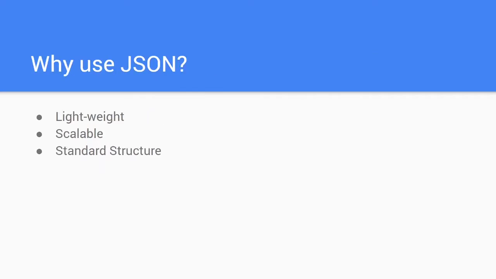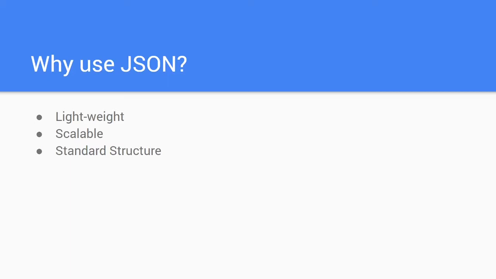So why use JSON? JSON is lightweight, so it's easier to get and load data very quickly. It's also scalable. JSON actually is language independent, which means it can work with most of our modern programming languages. Actually, my first experience with JSON was not within a JavaScript program. It was actually using C# APIs.